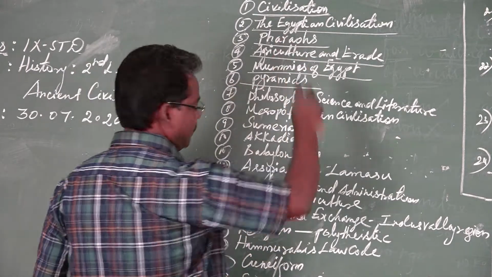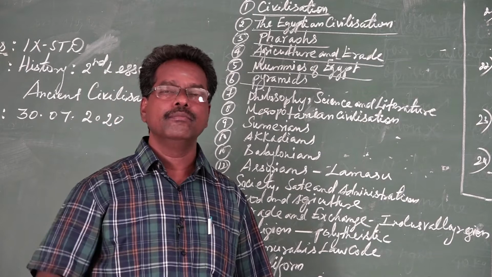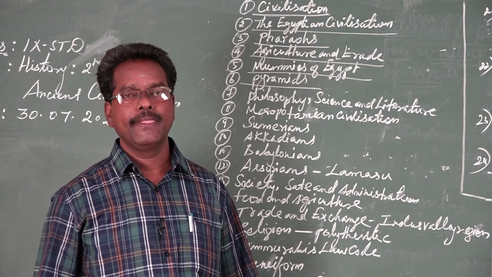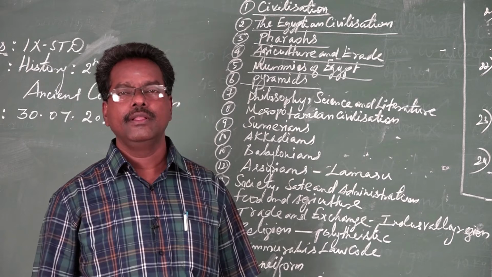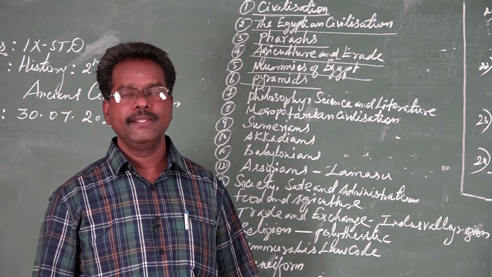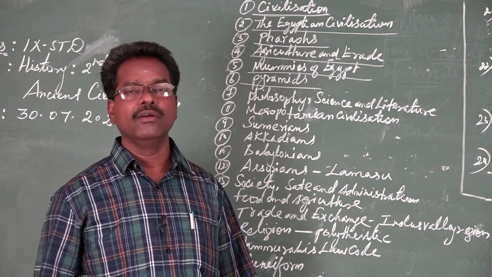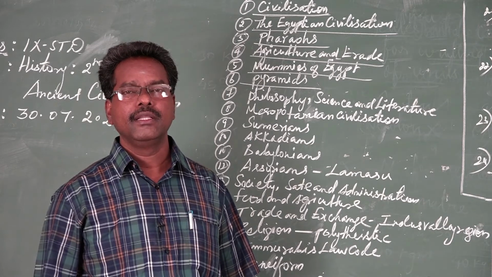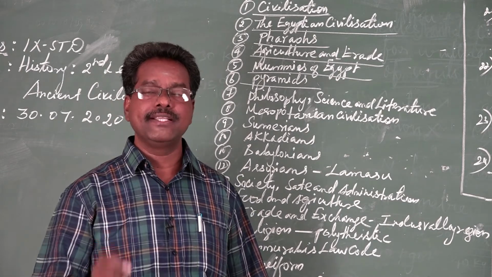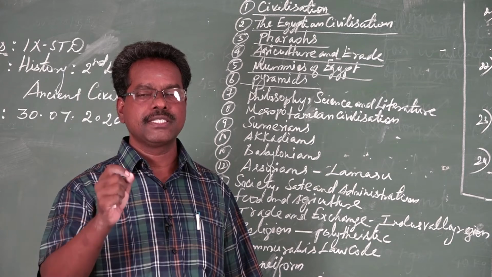Pyramids. What are pyramids? Egyptians constructed pyramids as a tomb after the death of the body. Pyramids were one of the world wonders. There are many world wonders in the world, for example, the Taj Mahal in India, the Great Wall in China, the Hanging Gardens in Babylonia, pyramids in Egypt, and the Moscow Bell in Russia. These are the best examples of world wonders. Among the world wonders, the pyramids in Egypt are one of the best.